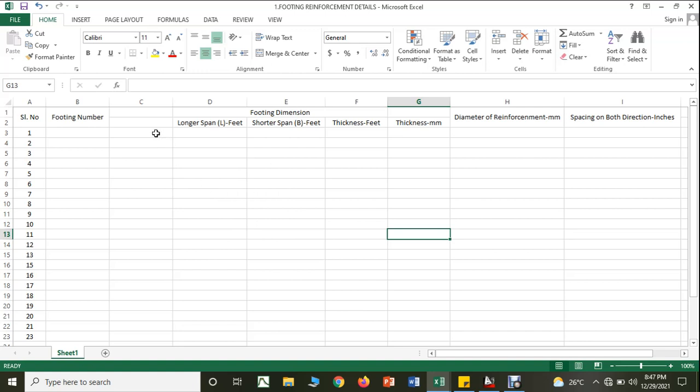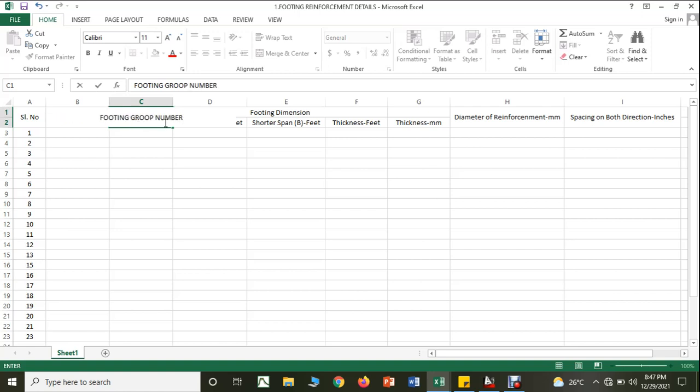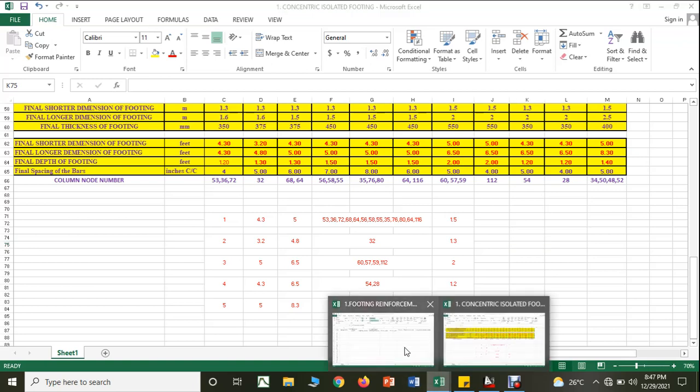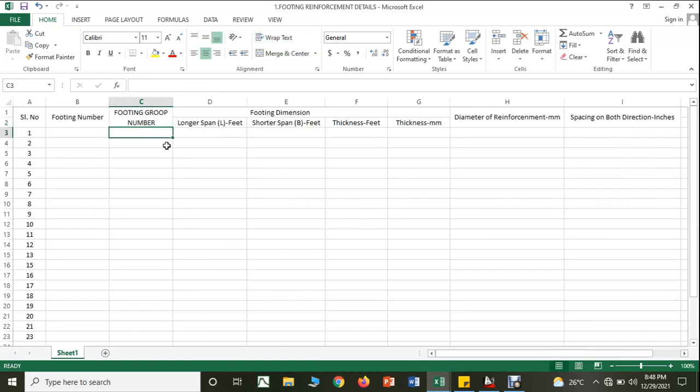So this will be the footing set. What you can do is merge and write, this will be the footing group numbers. Okay, so these are the footing group numbers. Now footing numbers you can give. When I open this, the first set I am going to give is set number 1. I will give it in the Roman number I. That is the first set.